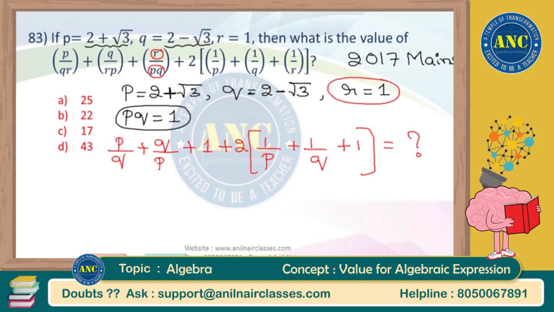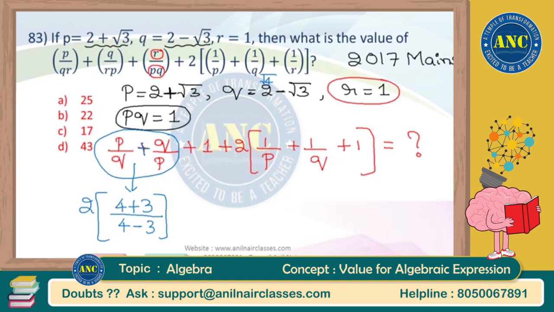Whenever you want to find P by Q, that is 2 plus root 3 divided by 2 minus root 3, added with its reciprocal Q by P, directly you can get the equation as 2 into, where this 2 can be written as root 4. This 2 can be written as root 4. Don't worry about the sign, just write the same thing: 4 and 3, and the denominator also 4 and 3. The numerator is always addition, the denominator is always subtraction. This kind of problem we have solved so many times, sir. Don't expect me to teach you all these things again and again. Never ever forget the past of what we have taught you people.